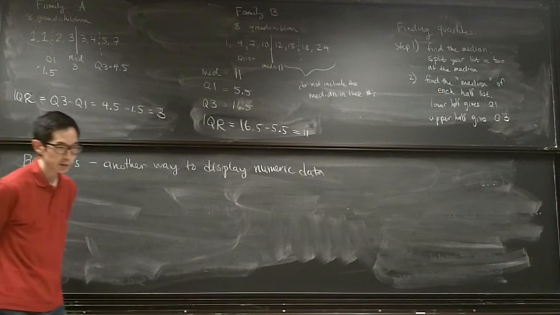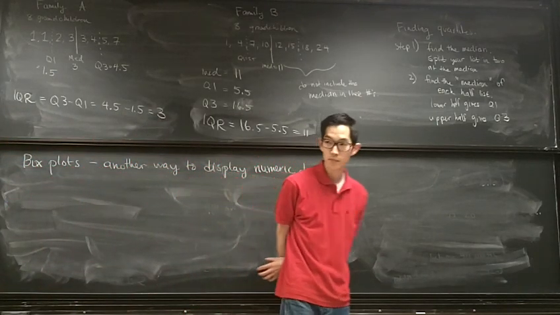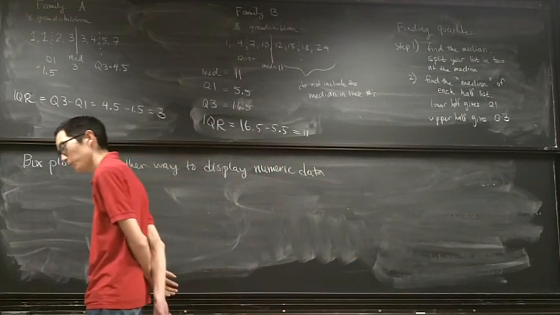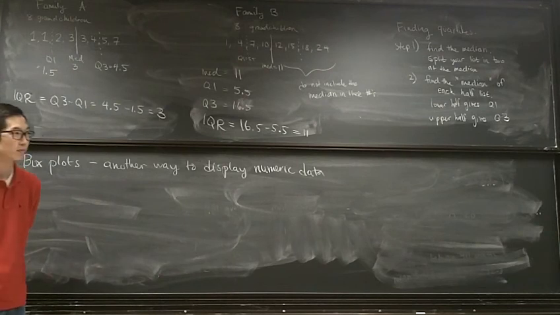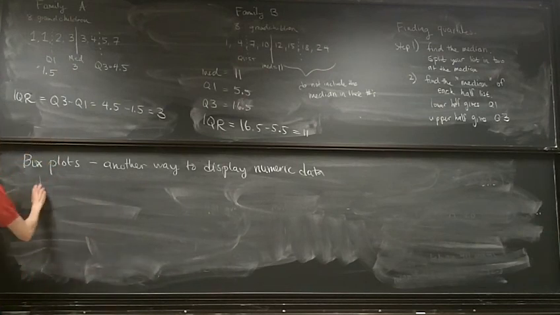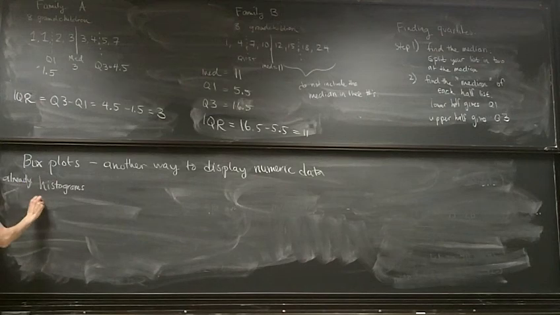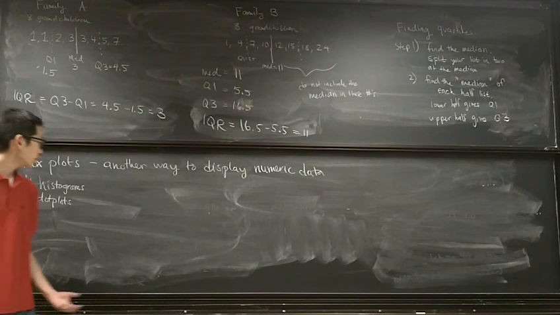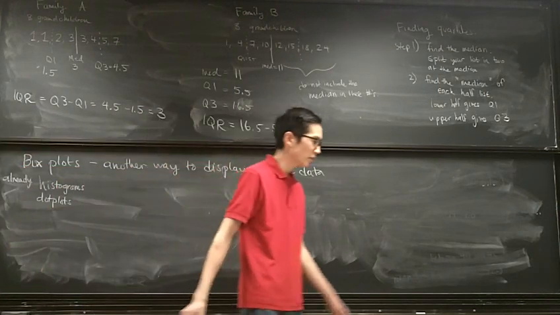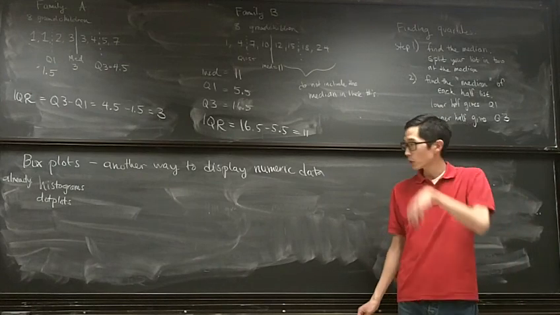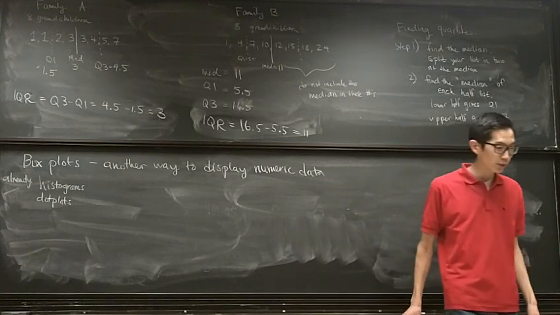What are the other ways we have to display numeric data? Dot plots. So already, histograms, dot plots. Okay. Box plots are another way to display numeric data, and they're like a quick summary. Okay, they're like the cliff notes. They don't show a whole lot of detail, but they're good for quick comparisons.